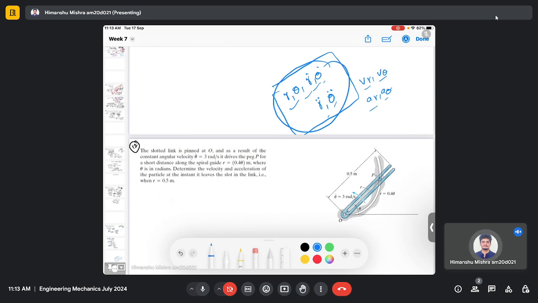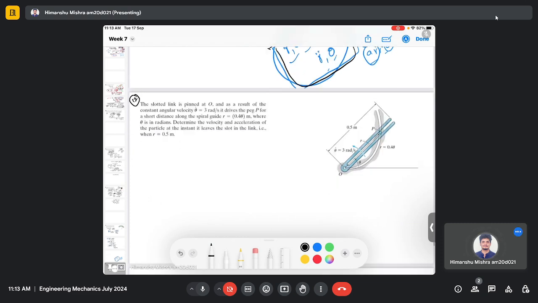Once you identify these 6 variables, it is very easy to calculate these components, and once you find the components, you can easily get the magnitude of velocity and acceleration. So this should be your first objective, to find these 6 variables. So let's solve one more problem here.